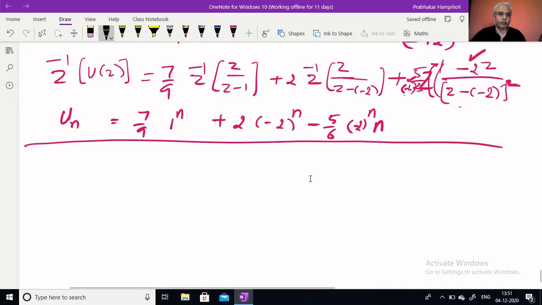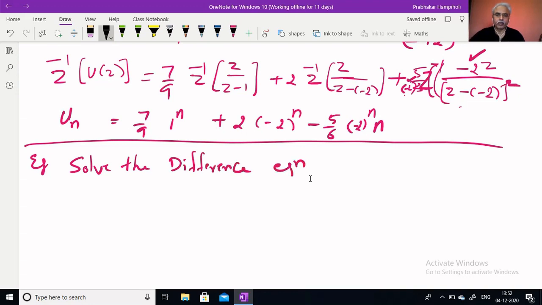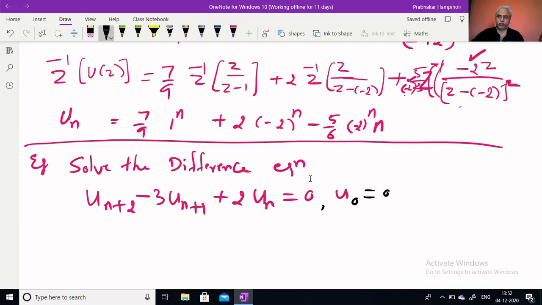Next one, solve the difference equation: un plus 2 minus 3 times un plus 1 plus 2 times un equal to 0, where u0 is 0 and u1 equal to minus 1.